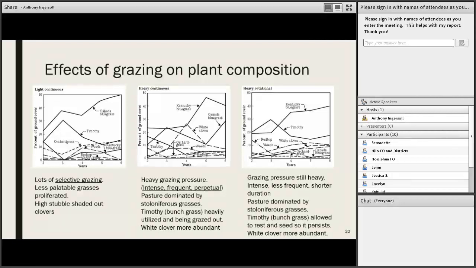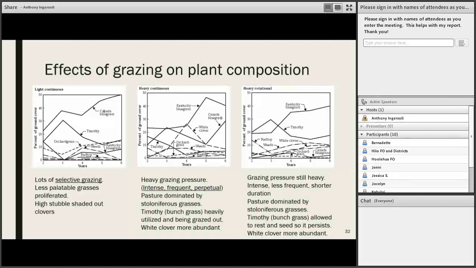These graphs show a site they tracked for 6 years of applying 3 different types of grazing management to 3 sections of this pasture. It was all seeded the same. It's a uniform mixture at the beginning. And they just watched and tracked it.